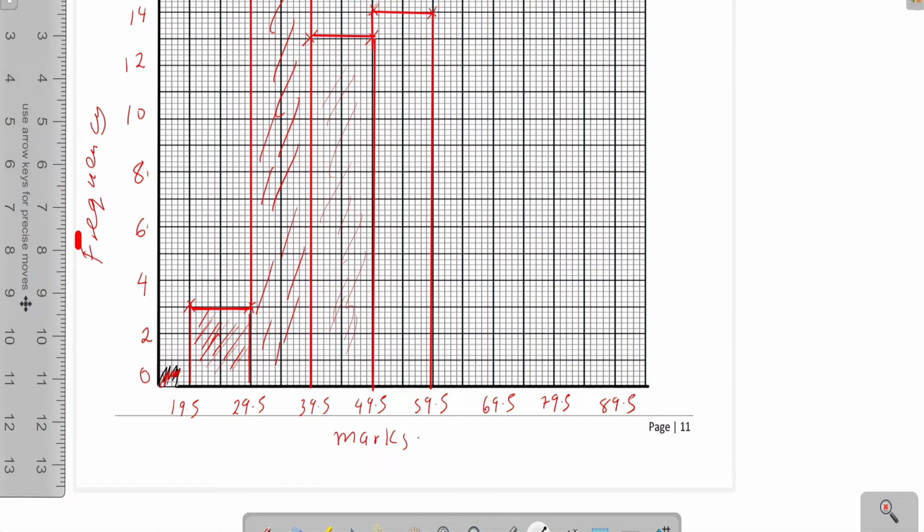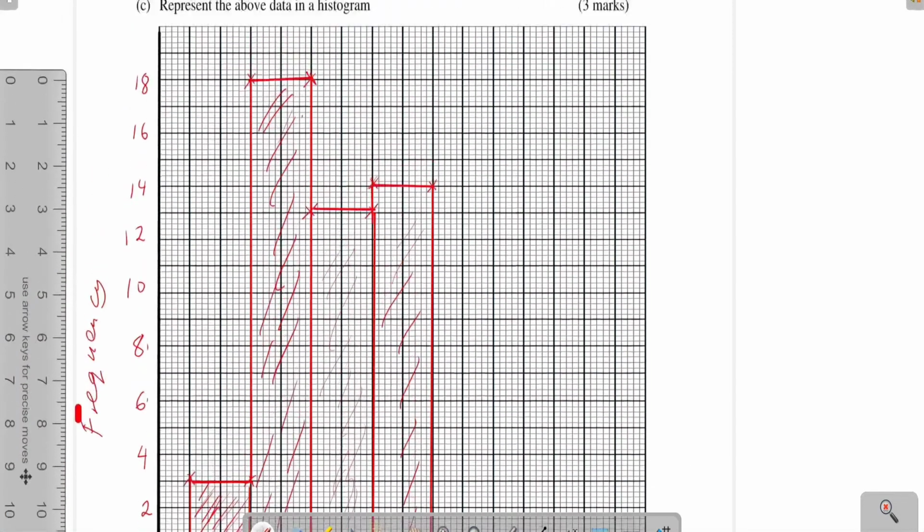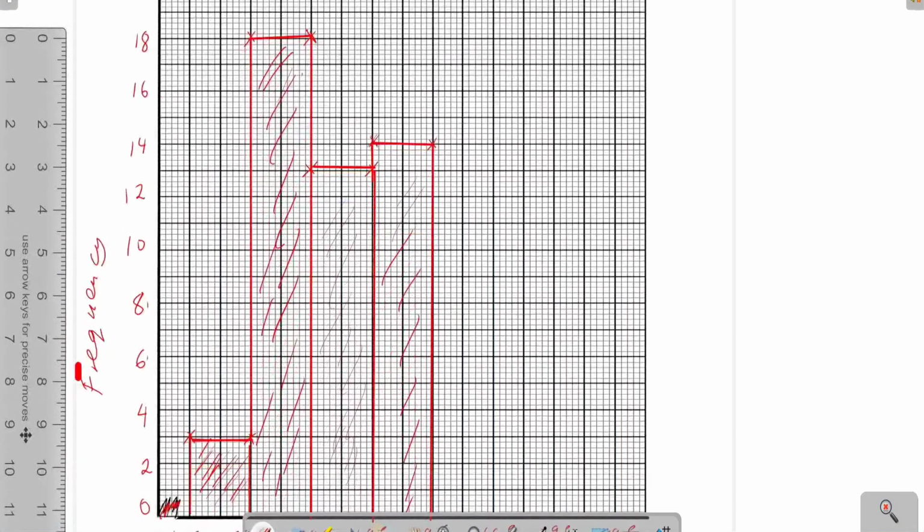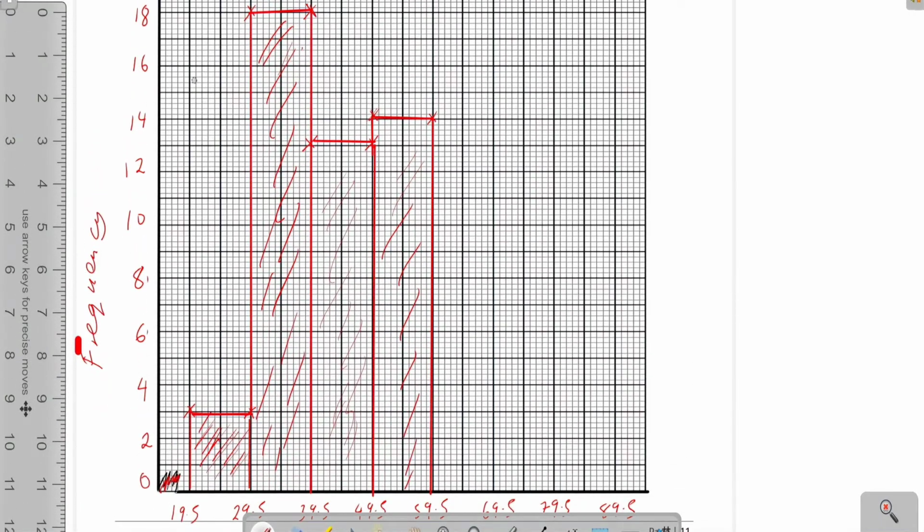People think it's very hard, but it's not hard. So very easy drawing. And then we have 59.5 to 69.5, which is 17. Okay, so this side's for 17, and I think I found out 17. Where is it? So it's around here. So let's draw till here. Join it. So it's around here, and then you can shade it out if you want to.